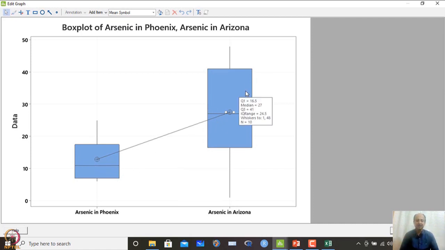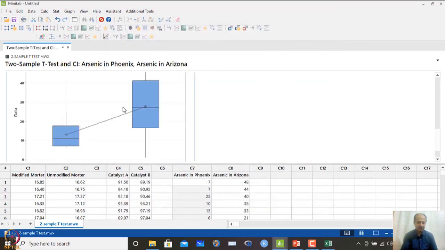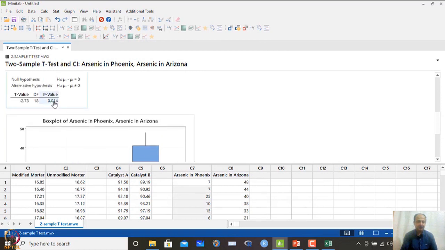So our hypothesis testing should be able to identify this difference, and it should reflect that there is a significant difference between the arsenic content here as compared to the Arizona content, the mean values that we are getting. The box plot also reflects that fact. To prove that, we have to go to the value we got in hypothesis testing, the p values.